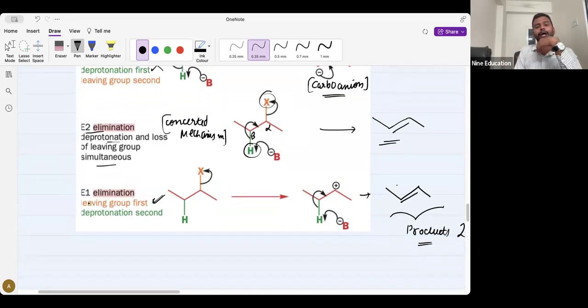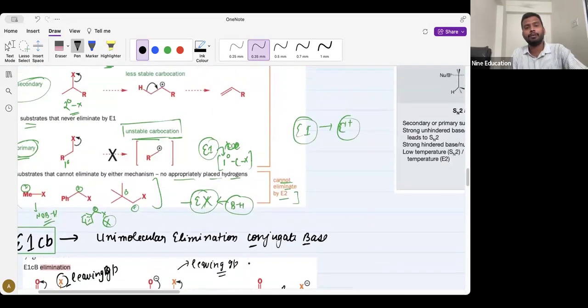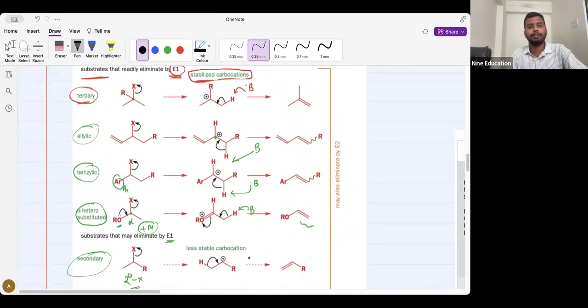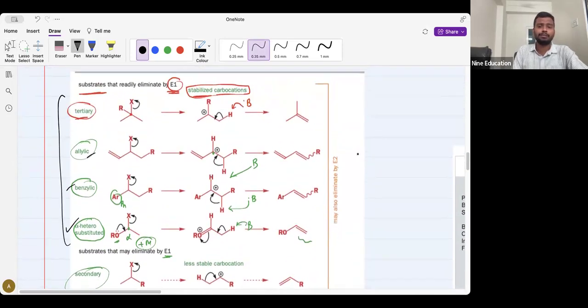But third case, in E1 elimination, always remember, if you have a stabilized carbocation. In the above cases, we have seen all the cases of stabilized carbocation, the 3 degree. In the above table, we have seen all these. We should have tertiary, allylic, benzylic, alpha heterosubstituted. These all are stabilized. If stabilized, it will go for E1 elimination.